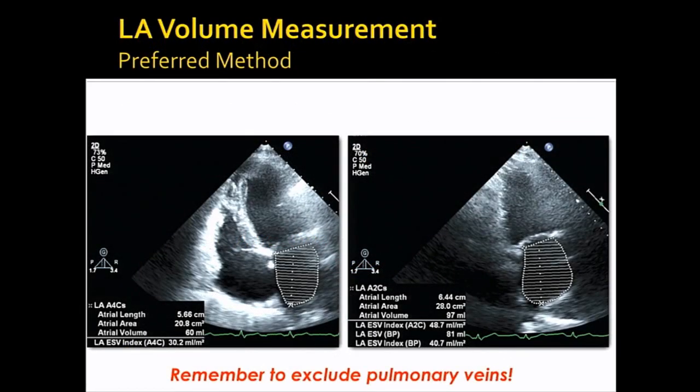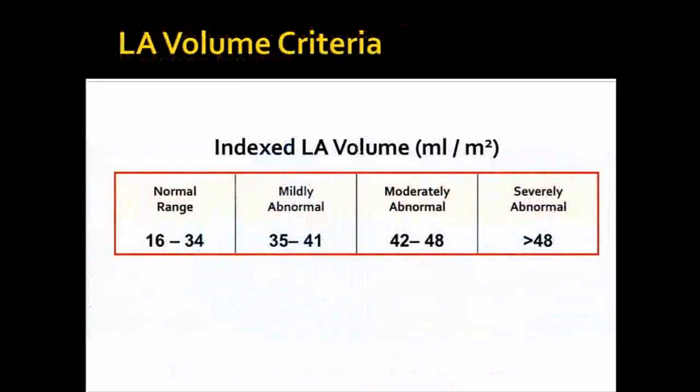This is an example of a biplane measurement. Remember to exclude the pulmonary veins. Do not start tracing upward into the pulmonary veins. They are not part of the left atrium. And you will see this, I'm sure, once again, but indexed LA volume is very important to know, particularly greater than 34 milliliters per meter squared. It is a bit of a moving target, but for diastolic purposes and other purposes, I would certainly commit at least the 34 milliliter per meter squared cut point to mind.